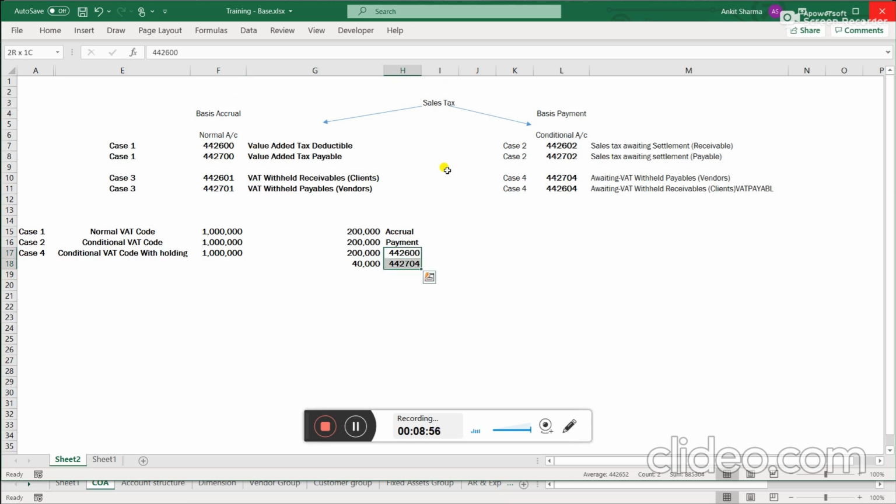So when this particular transaction is settled, this 40,000 will automatically transfer to 442,701. That is the normal account of VAT withheld. So this is the detailed mechanism of how you can use the various tax codes while doing the tax accounting. I know it's confusing, so what you can do is try it out on UAT, and if you face a problem, you can definitely contact us. So let's go through the video further.